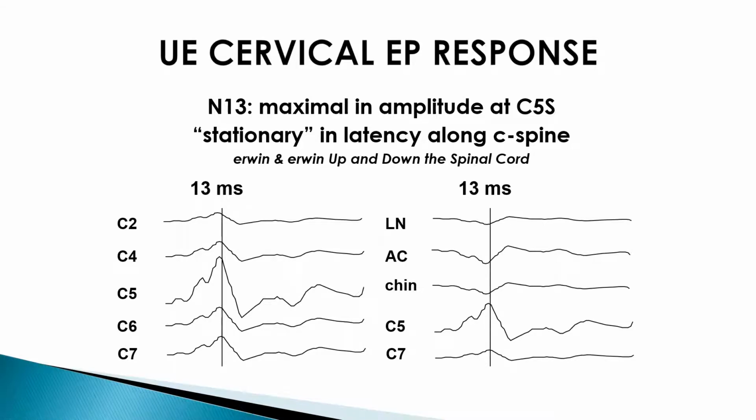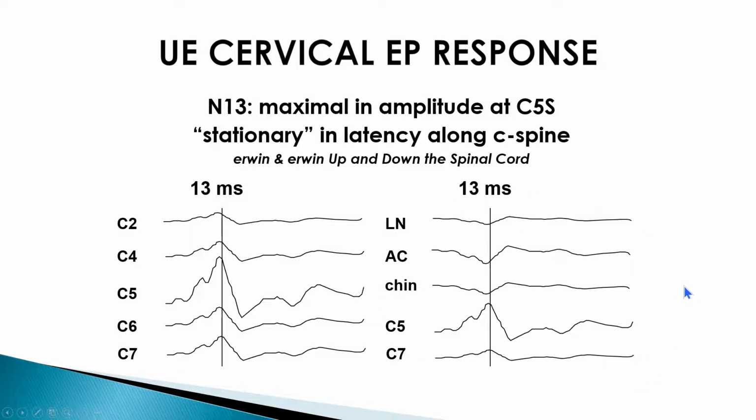This is an example of what a stationary response looks like. We're doing an upper SSEP, and I have an electrode placed at C2, C4, C5, C6, and C7. We also have it placed at the lateral neck, the anterior cervical area, the chin, and C5 and C7 over on this side of the screen. So let's talk about the left side of the screen first. The stationary response means it's maximal in amplitude at C5. However, if we move the electrode up or down, you see the latency doesn't change, just the amplitude does. That's called a stationary response.